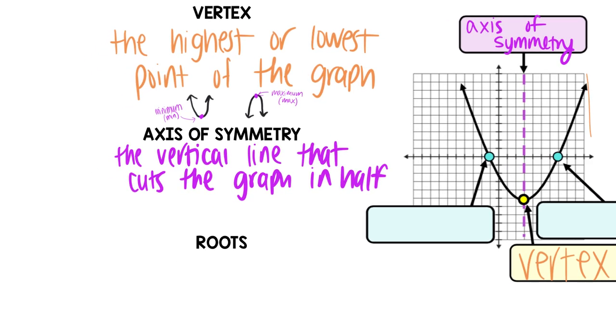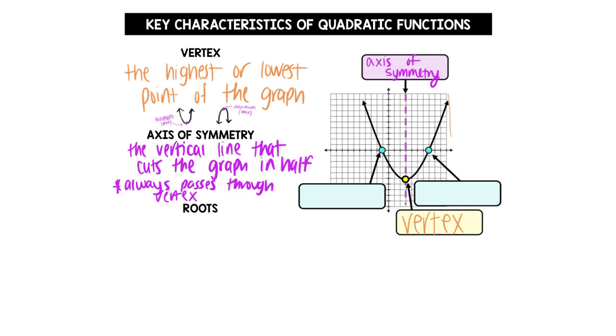And it always will pass through the vertex too. That's important. So it always passes through the vertex. Another really important thing about the axis of symmetry, and we're going to talk about this more on the next page, because it is a line, it actually has an equation.